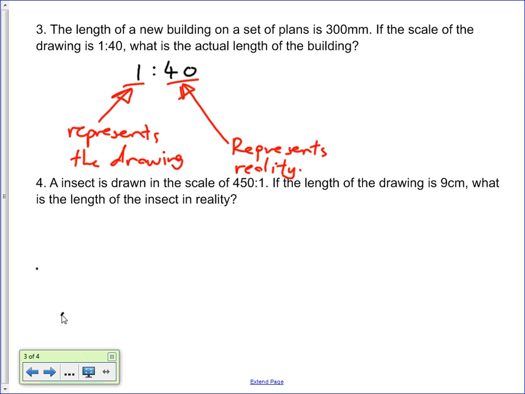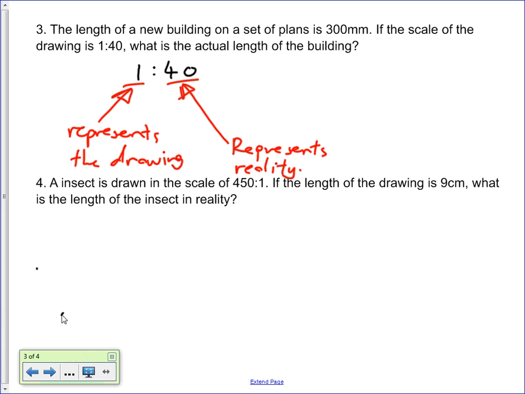Okay? So what this is saying is, the real length of the building is 40 times greater than what it is on the drawing. Okay? So it's 40 times bigger. So instead of 1, I have 300 millimeters. So what do I have to do to 300 millimeters to find the real length of the building? Yeah, times it by 40.